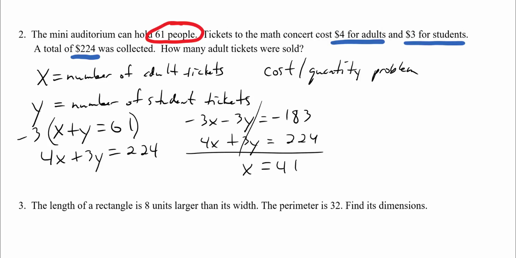Put it in your calculator. So I'm actually done with the problem, guys, because I'm asking you how many adult tickets were sold. And that's what x is, the number of adult tickets. So there we go, 41 tickets.